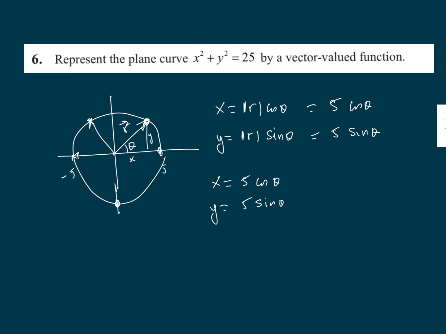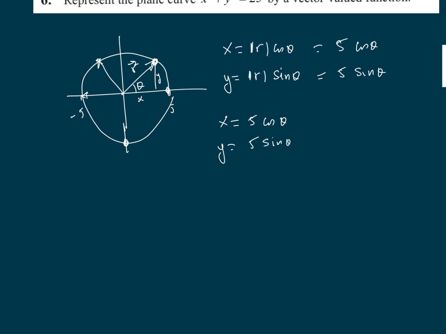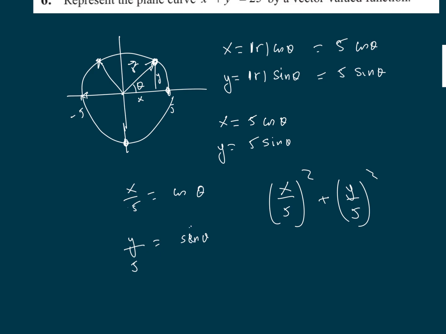So I will use the Pythagoras theorem, or the fundamental trigonometric relation that says that cosine square of theta plus sine square of theta is 1. So x divided by 5 squared, which is cosine square of theta, plus y divided by 5 squared, which is sine square of theta, is 1. Oh, but this is the equation of the circle.